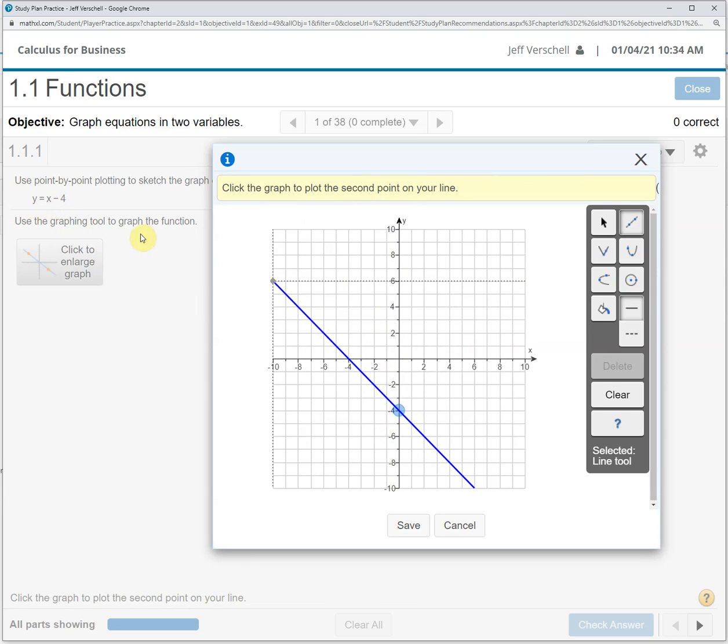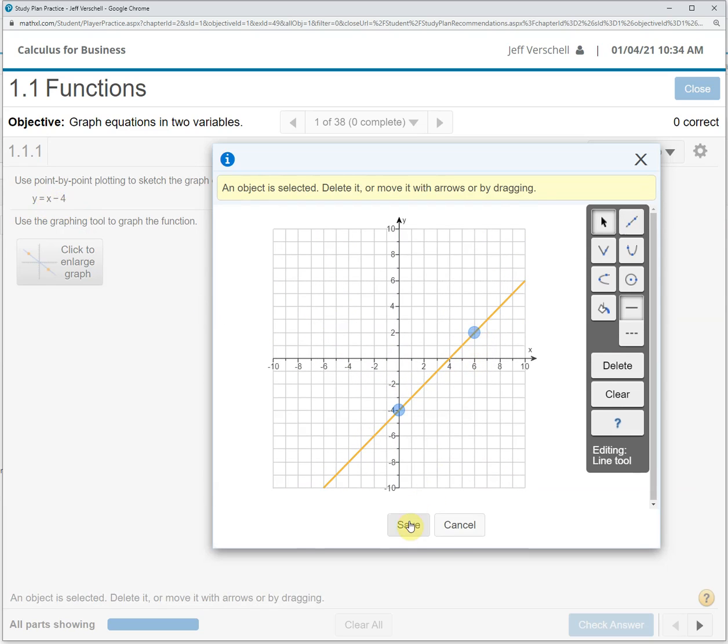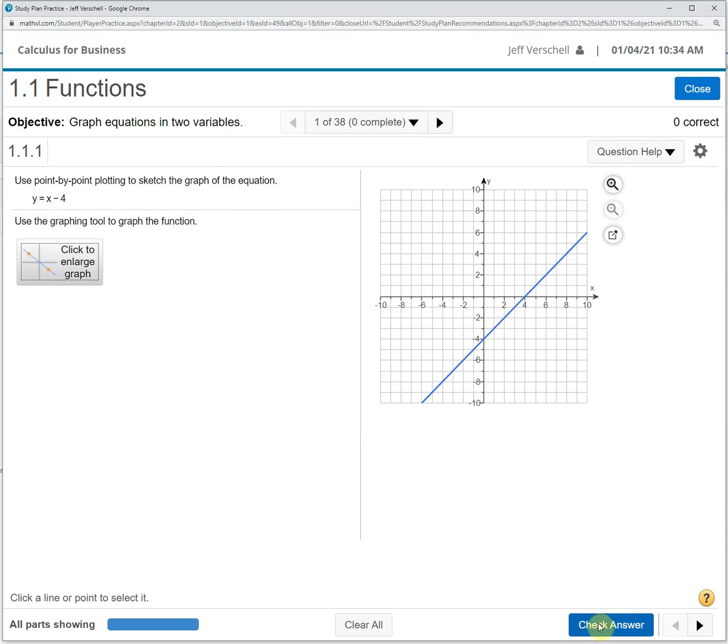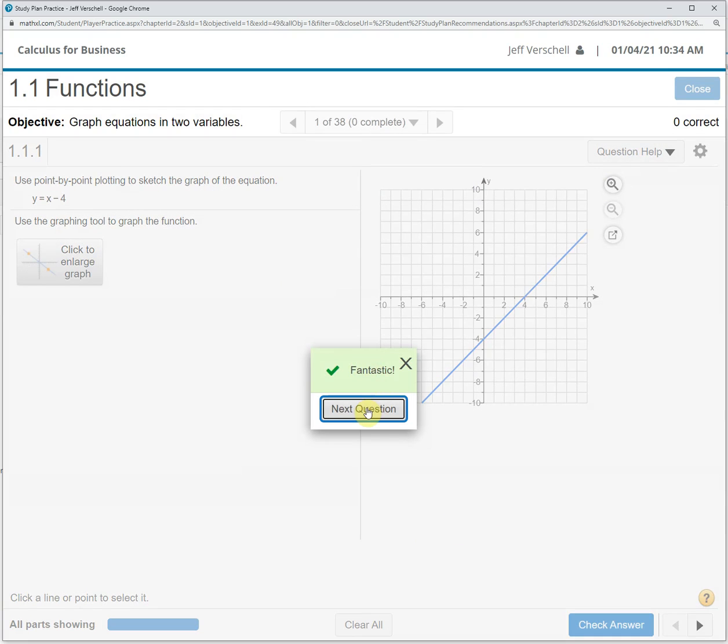Or I could just pick any point I want. Pick any number you like for x. Let's say 6. Okay, I can pick any number, but I'll pick 6. So if x is 6, 6 minus 4 is 2. So when x is 6, y is 2. I plot the second point, save, check my answer, and I'm good to go.